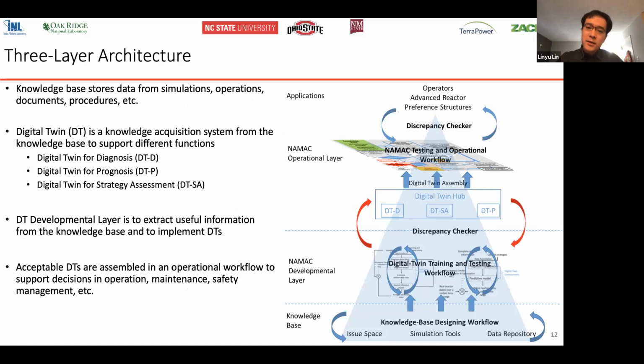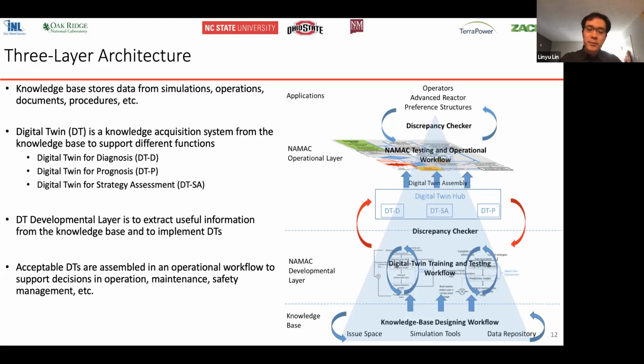And the second layer is the developmental layer. The developmental layer includes the digital twin development and also the NAMAC development. So just a brief note about the digital twin. It's a knowledge acquisition system from the knowledge base to support different functions. It's similar to the information level, where we add meaning and store the information in a structured way, so we can use that information for prediction and insights, similar to the DIKW pyramid idea.